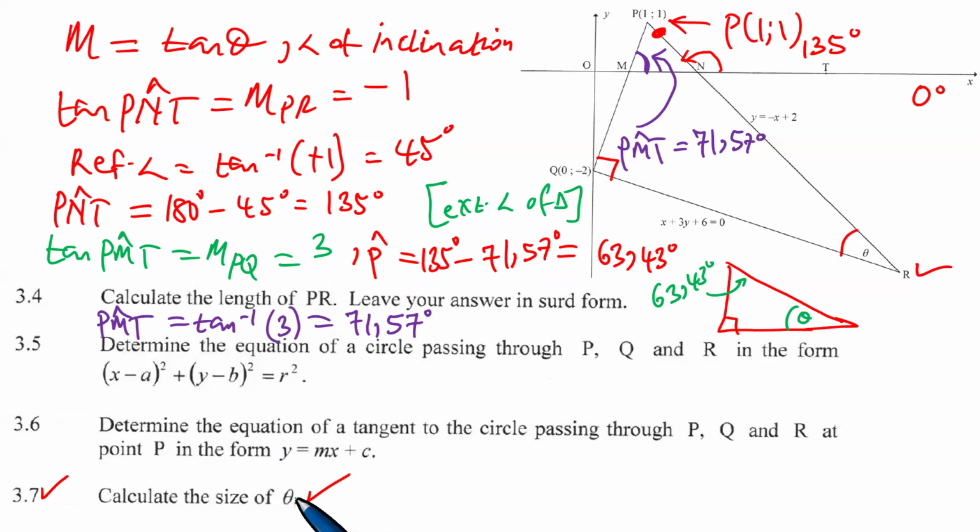So I want to find the size of the angle theta. The angle theta is actually exactly this one. So we already know this angle. You already know this angle. So what do you do now if you know two angles? The angle theta is this one. So to find the third angle, you just say 180 degrees because you're dealing with a triangle, the sum of all the angles. So it's 180 degrees minus 90 degrees minus 63,43 degrees. Subtract all of them.